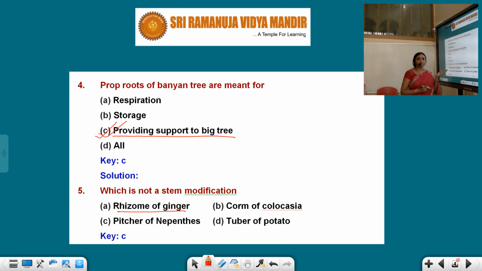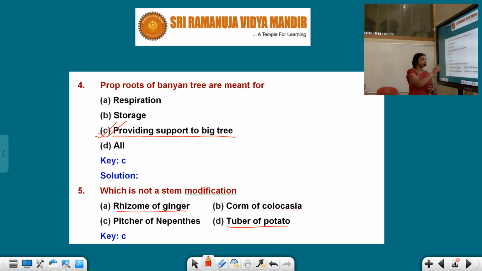There are many others also, as we have seen in Liliaceae. And corm of colocasia: the corm is also an underground stem, a vertical type of underground stem, which also grows at a particular depth. And tuber of potato, stem tuber, is also an underground stem. So here the question is, which is not a stem modification? All three, A, B and D, are stem modifications.